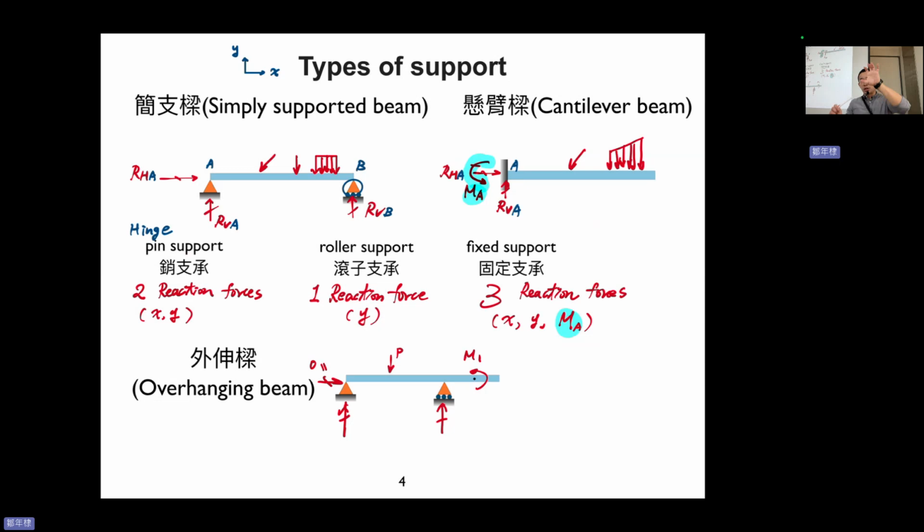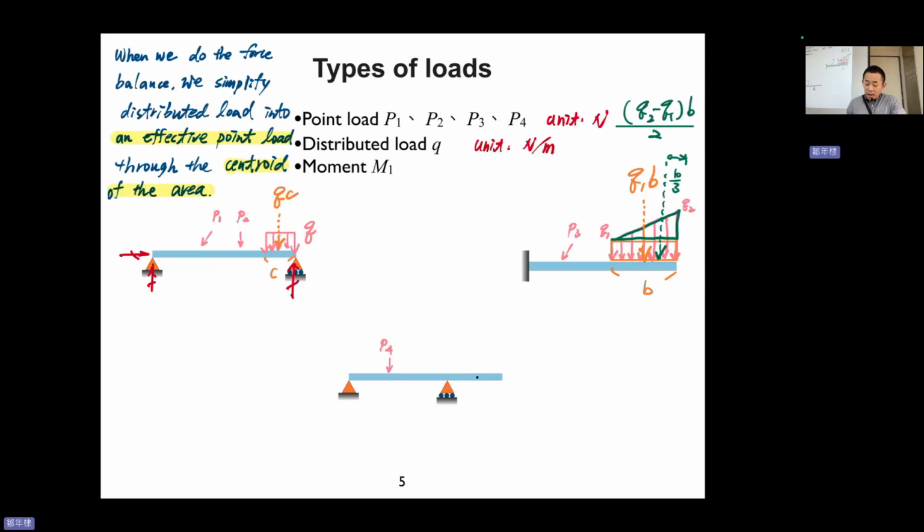And the fixed support is just like my hand grabbing the bar: you cannot move left and right, up and down, and also cannot rotate. So it provides three reaction forces. The first is x, the other is y, and the final is m, the moment. Next we introduce loads.